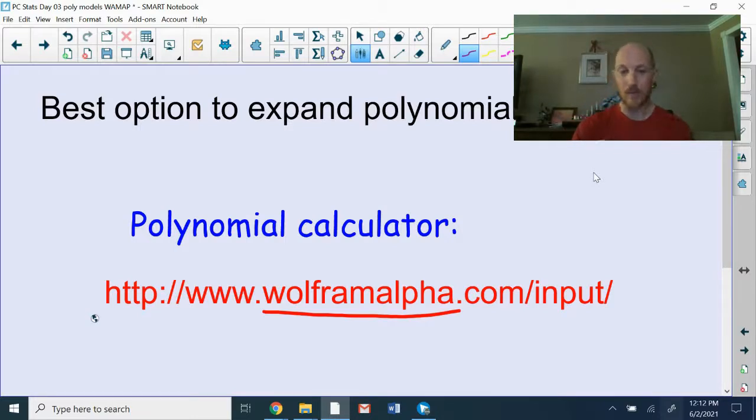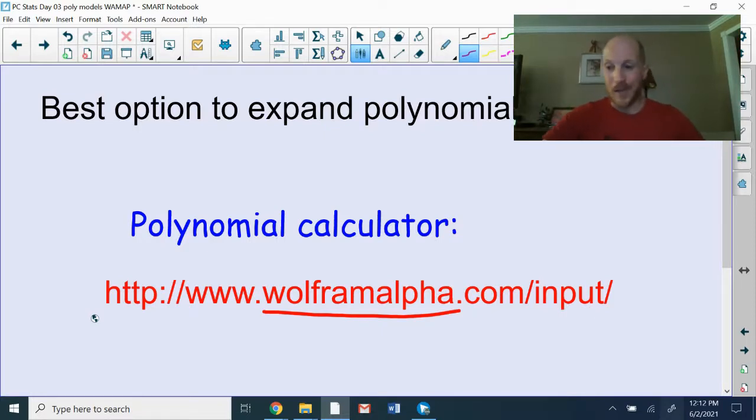And so instead of multiplying that polynomial by hand using multiplication boxes and larger multiplication boxes, we're going to use a website which contains a polynomial calculator that will do the multiplication for us. We just have to type it in. And that is at wolframalpha.com. And this input bit over here is actually not needed. You can type it, or not type it. It'll take you to the same place.